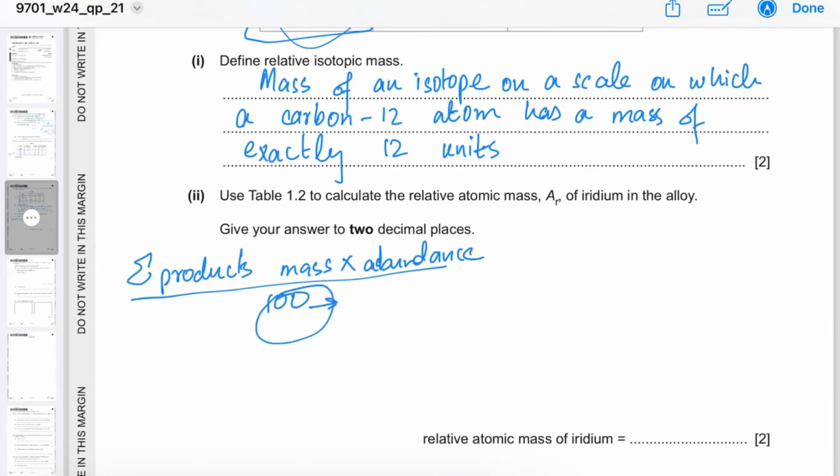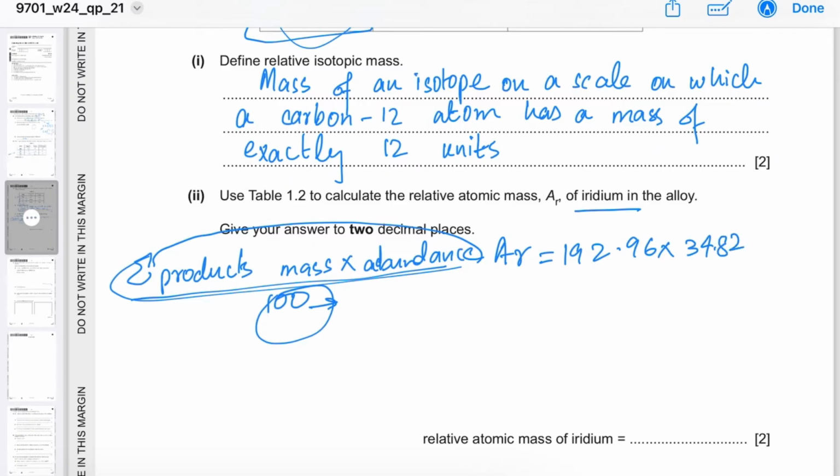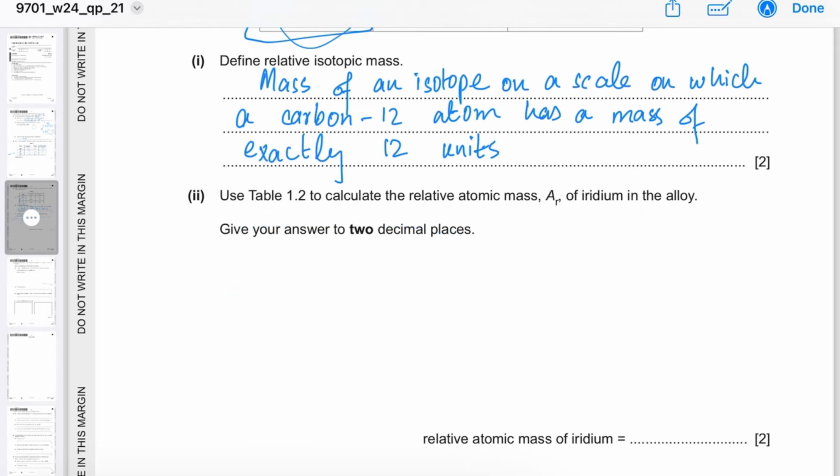But now the denominator is not going to be 100 and we are not going to add up the product of all of the isotopes. We will exclude rhodium to find the answer over here. So our calculation would only include the isotopes of iridium. That means the relative atomic mass here would be equal to 192.96 multiplied by 34.82. That's the mass of one isotope multiplied by its abundance in this alloy. Let me just write it this way, I'll have more space.